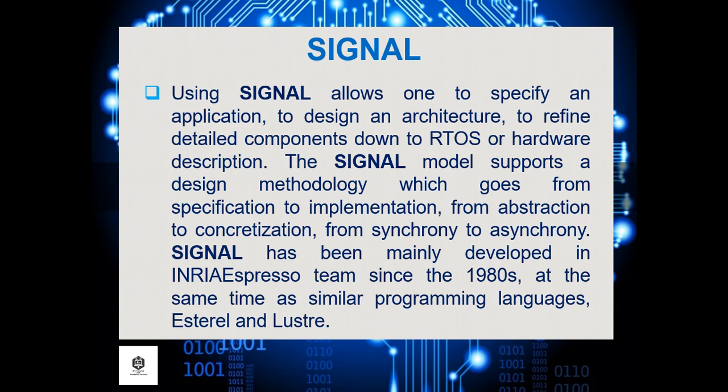Using Signal allows one to specify an application, to design an architecture, to refine detailed components down to RTOS or hardware description. The Signal model supports a design methodology which goes from specification to implementation, from abstraction to concretization, from synchrony to asynchrony. Signal has been mainly developed in the Espresso team since the 1980s. At the same time, a similar programming language was developed, Esterel and Lustre.